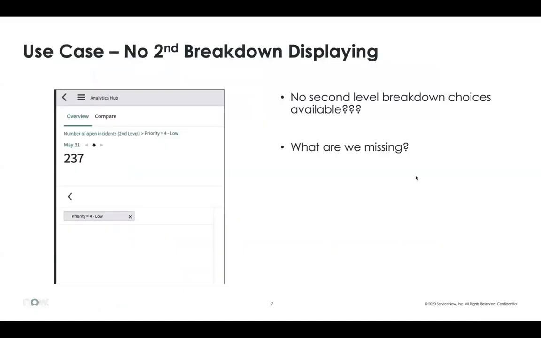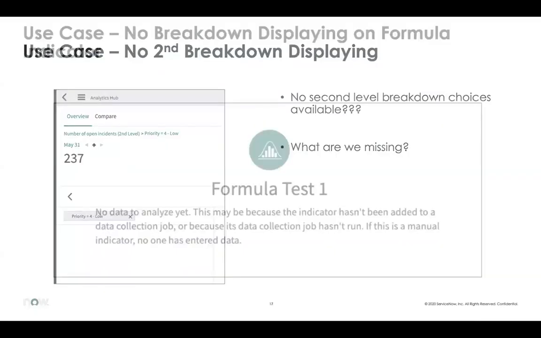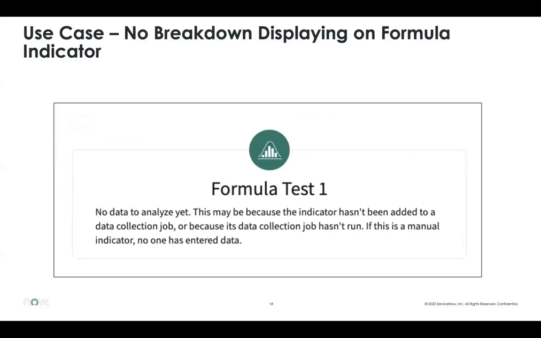Okay, so those are those use cases. A couple other ones we're going to hit really quickly are formula indicators, and we're going to go through a couple quick options through these. So this is an option I got, and we're focusing on formula indicators, but there's no data to analyze. The issue is I know there is data to analyze. So what's going on? We're going to take a look at that.